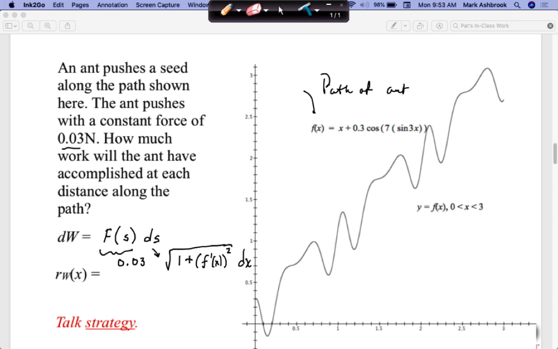So therefore, what is the rate of change of work as a function of x? Looking at that, if dW is 0.03 times that square root times dx, then now we know what the rate of change of work is with respect to x. What's the rate of change of work with respect to x? Would it be the integral from 0 to x of that, or dW? I think you're thinking about the accumulation of work. I'm asking about the rate of change of work. So what would the rate of change of work be?